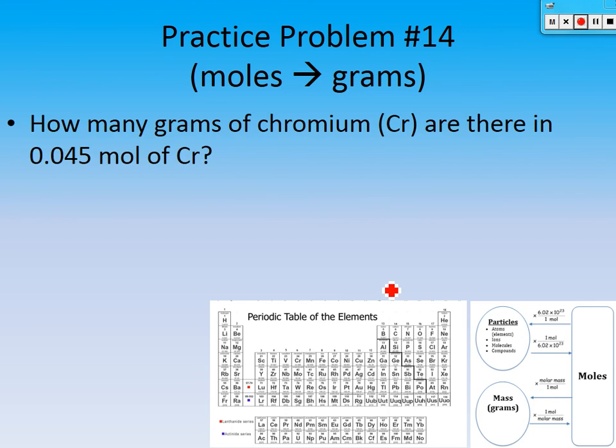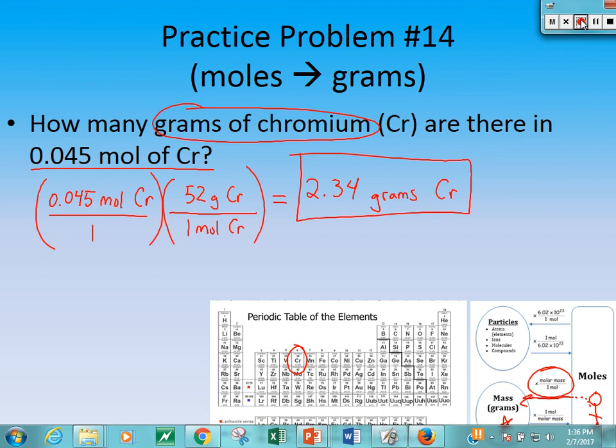Okay, practice problem number 14. Again, I want you guys to try this one on your own. I'm going to go through and solve it, so please hit pause right now and see if you can do it on your own first.